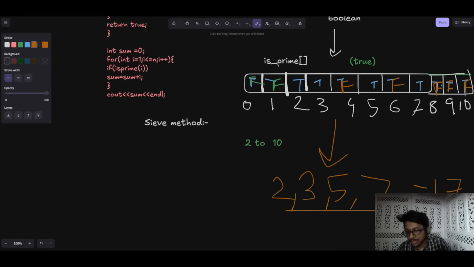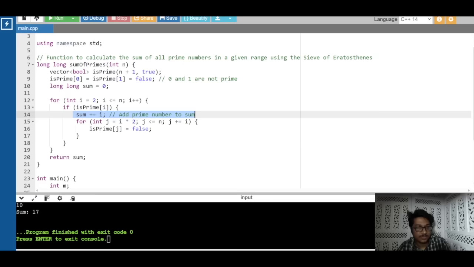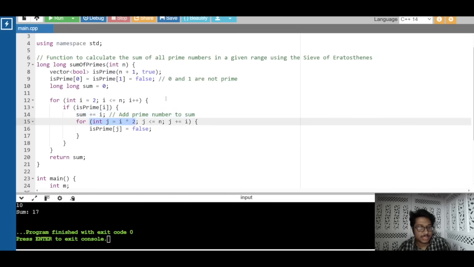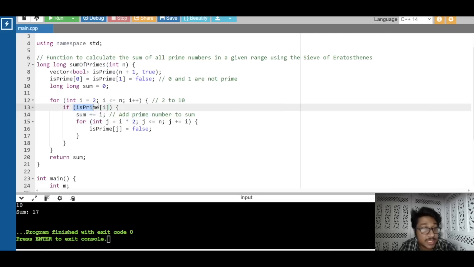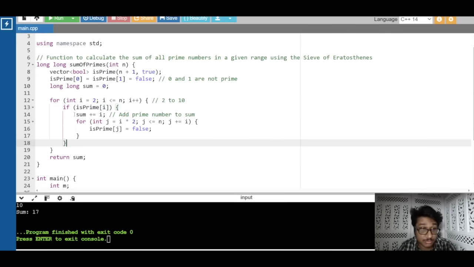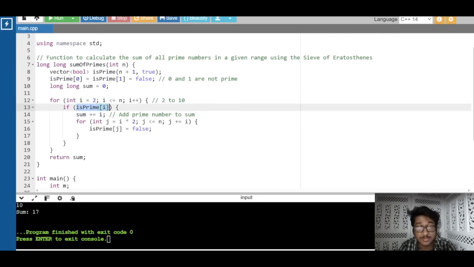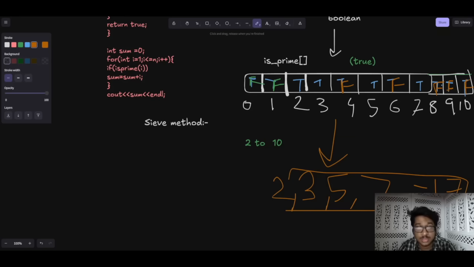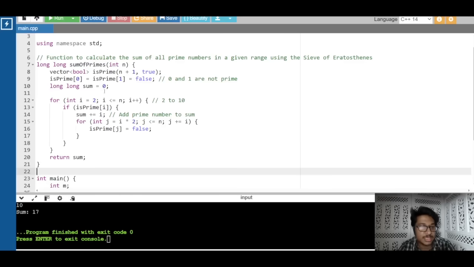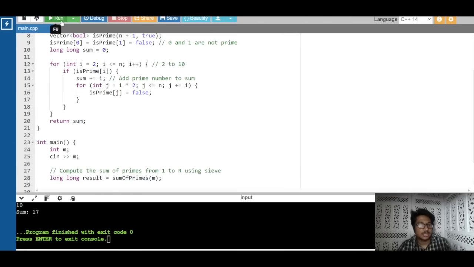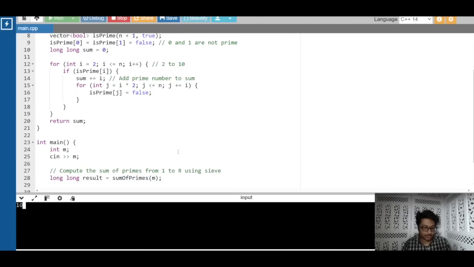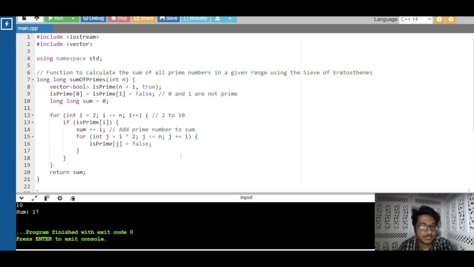where I would have already added 2, 3, 5 and 7 whenever I would have reached here, because if n was 10, it will be from 2 to 10, right? And at some point of time I would have checked if isPrime of 5 is true or not. Yeah, it is true, so I would have added 5. If isPrime of 7 is true or not, I would have added 7. So 2, 3, 5, 7. So like that, we would have got 17 here. I have to return 17. That would be an answer. You can run this, and if you pass 10, it will be 17. Okay. So like that, we have to do it.